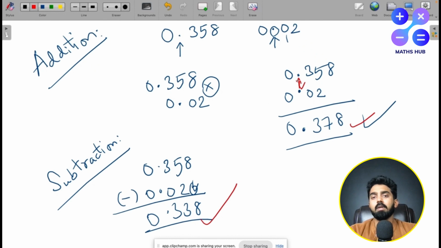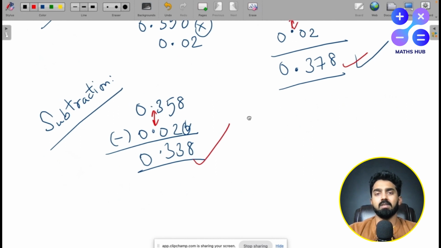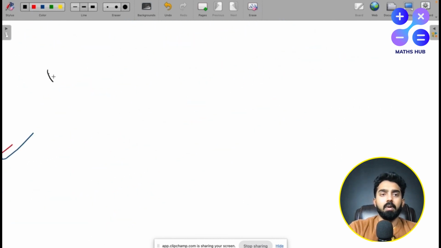The only thing you need to remember here is that you need to align the decimal points together. That's it. However many decimals you have, you just put them one below the other and you can subtract them or add them. Great, so now let's move to multiplication, which is a little bit more tricky. How do you multiply decimals?